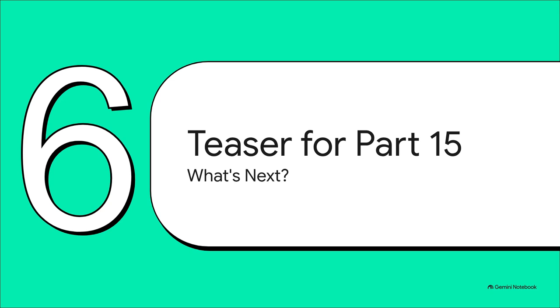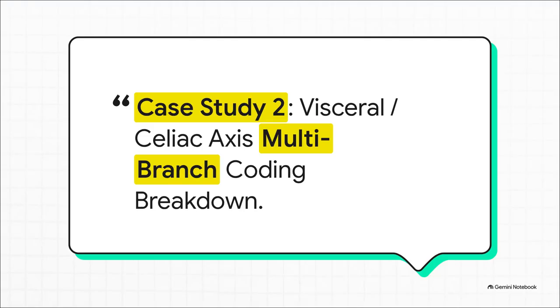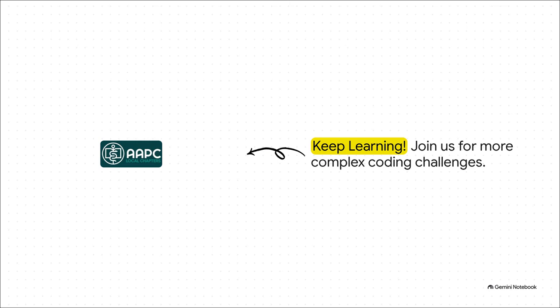Section 6, teaser for Part 15, What's Next? That completely wraps up Case 1, proving that spatial visualization is the key to conquering complex IR reports. But hey, we are just getting started. Join me in Part 15 as we raise the stakes significantly. We're going to untangle the intense complexities of a multi-branch procedure within the visceral celiac axis, which will definitely test everything you've learned so far. I mean, if a single leg study took 4 different codes to accurately document, just imagine the coding puzzle waiting for us in an entire multi-branch visceral network.